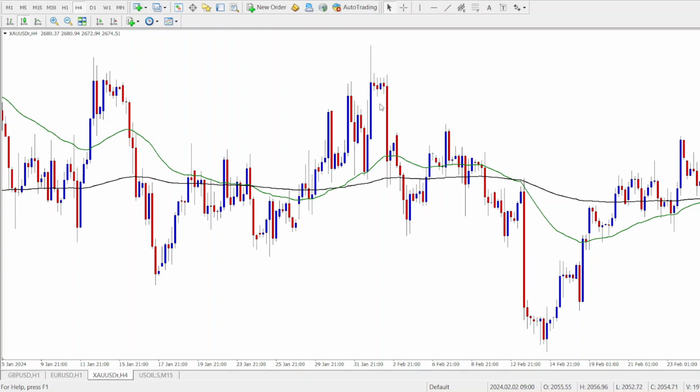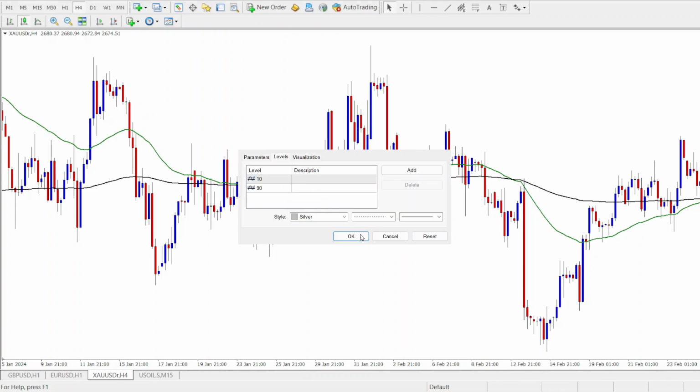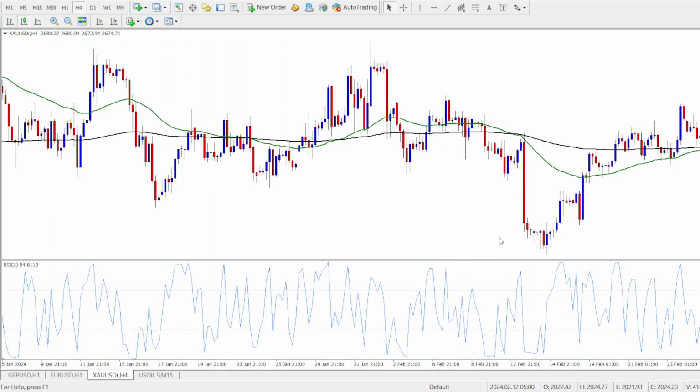And then just for additional confirmation, we might want to add a momentum indicator like the RSI. The RSI is a good momentum indicator that we can use just to confirm overbought and oversold conditions. When the RSI is above the 70 level, it indicates that the market is overbought and it signals a potential downside reversal. On the other hand, when it is below the 30 level, the market is oversold and it signals a potential upside reversal.